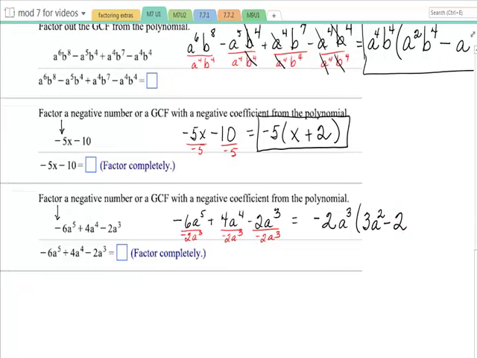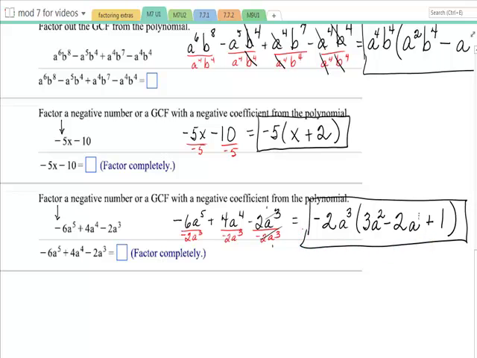Let's scoot this over a little. a to the 4th over a to the 3rd. Subtract the exponents for a to the implied 1 that we're not going to write. And then -2a to the 3rd divided by -2a to the 3rd. It completely divides out, leaving plus 1 because it was negative divided by negative. So if the leading term is negative, always factor out a negative common factor.